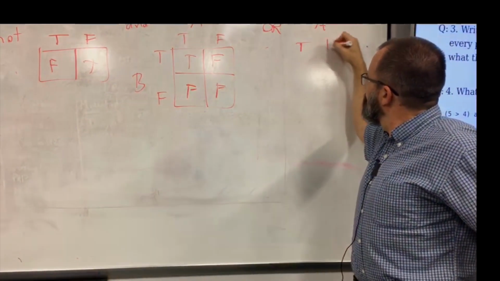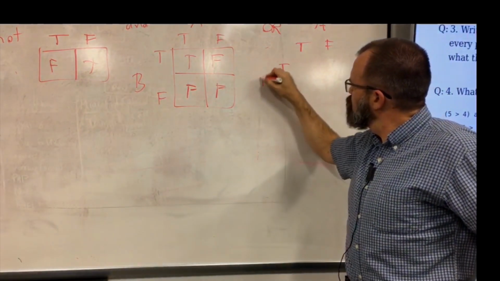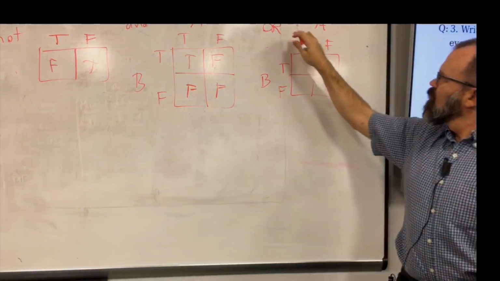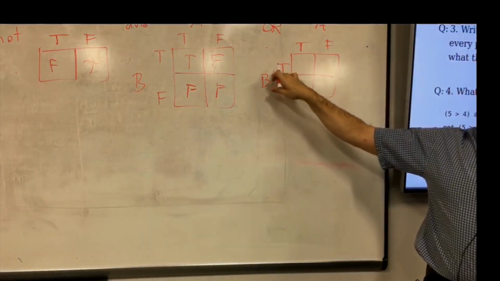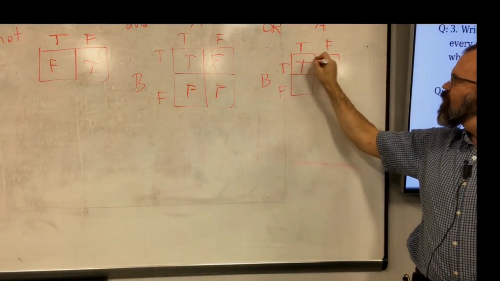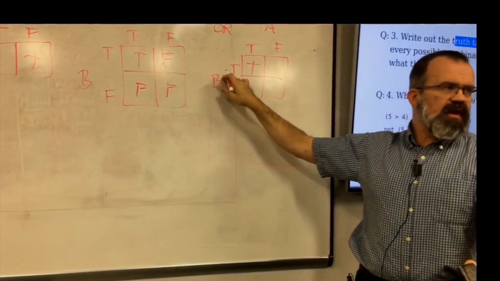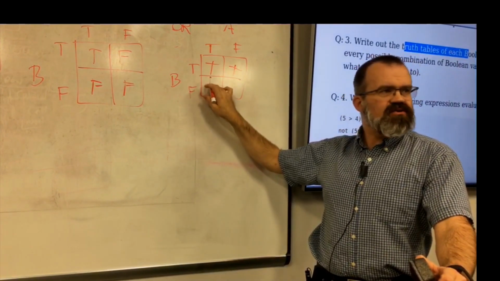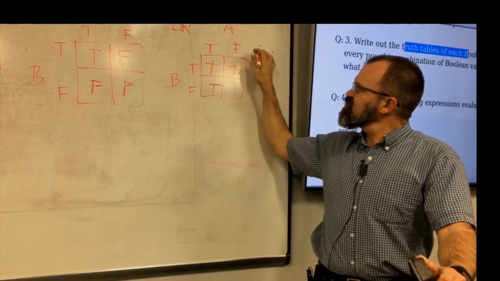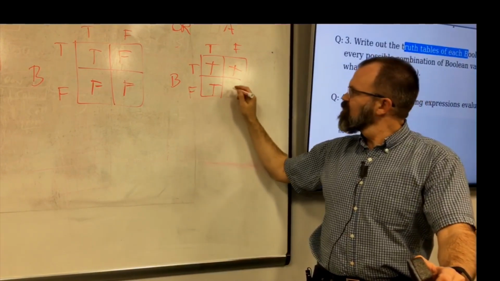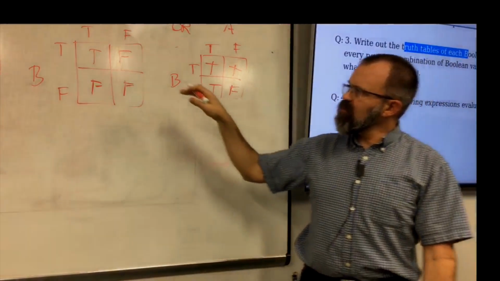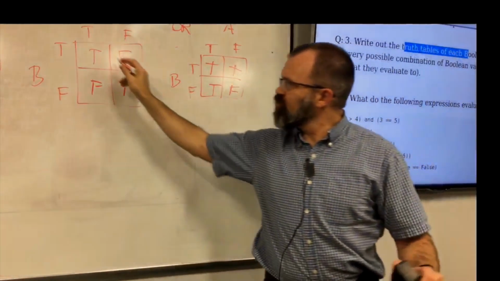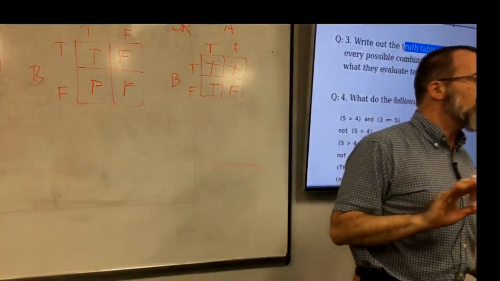OR. A is true or B is true. A is false or B is true. A is true or B is false. A is false or B is false. Very good. Various combinations of AND, OR, and NOT can generate any specific one of these items to true or false as you need.